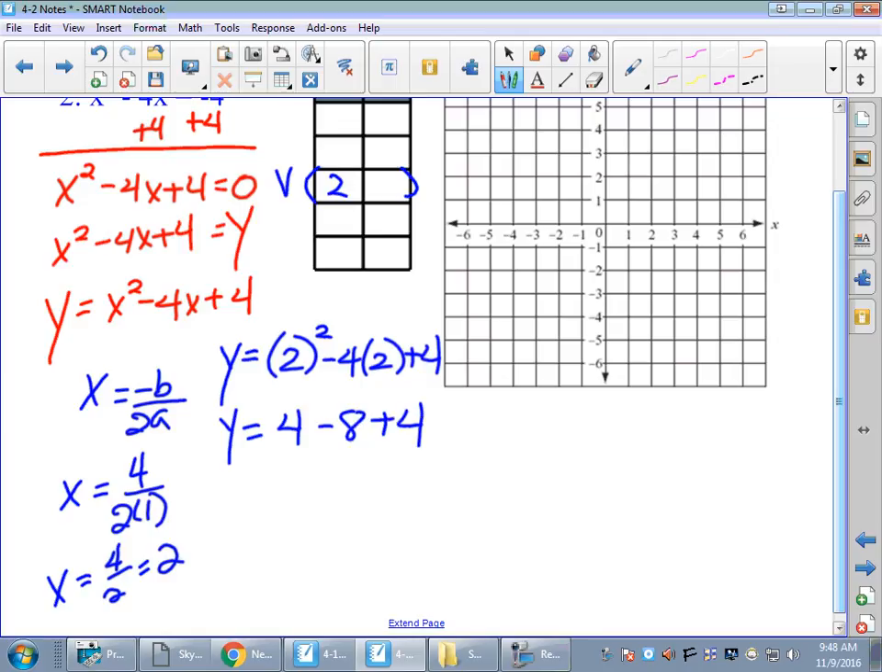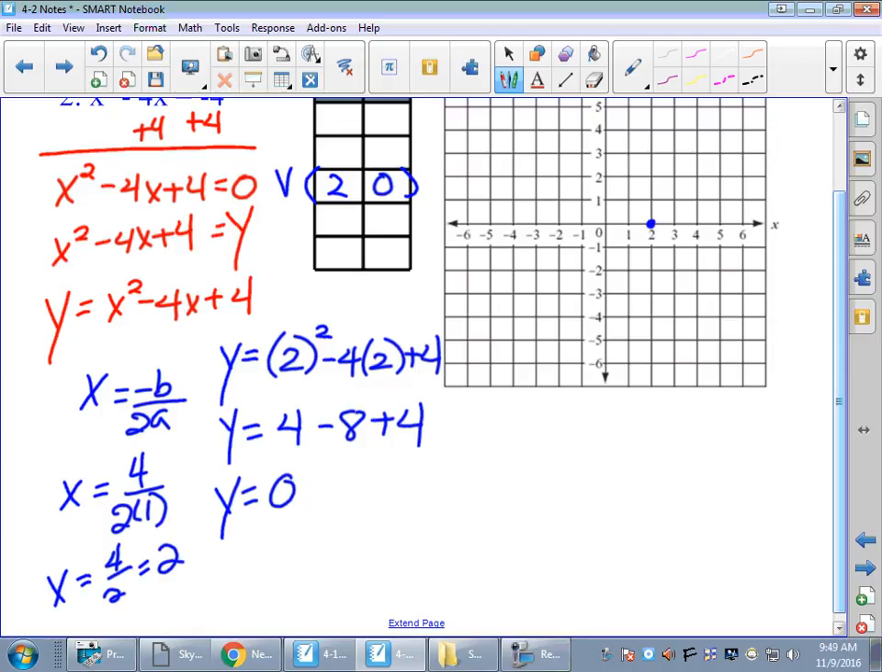If I'm going too fast, you can always pause it. And y is equal to 0. 4 take away 8 is -4. -4 plus 4 is 0. So actually, I already have when y is equal to 0. X is 2. So there's my vertex. My vertex is actually on the x-axis.